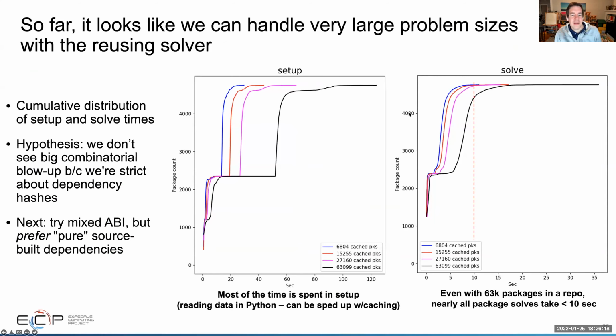All right, and we tried this on pretty big package repos. So we took the E4S repository to see how the thing performed with lots and lots of packages. For a package repo with like 6,000 cached packages, up to 63,000 cached packages, the solve time is taking mostly less than 10 seconds, which is pretty good. And for a small build cache, it's like less than 5.